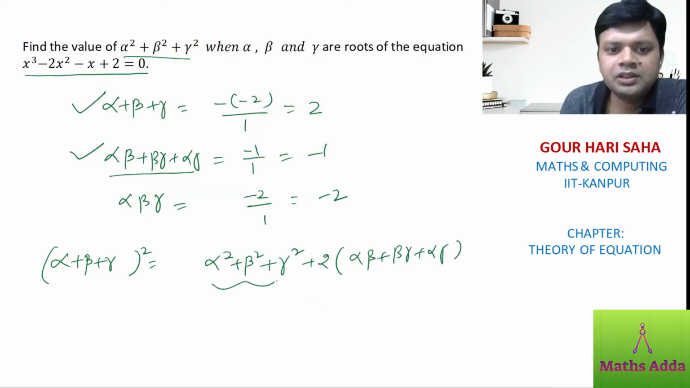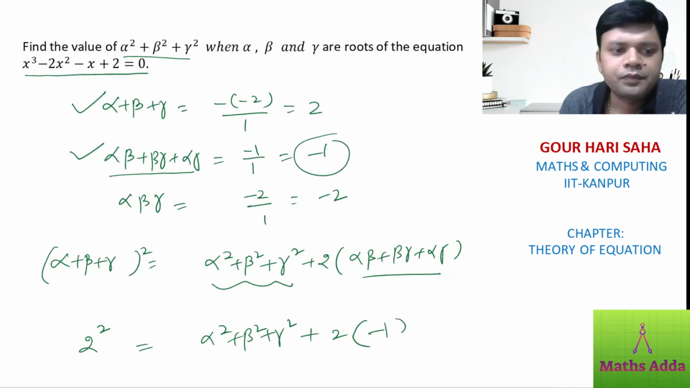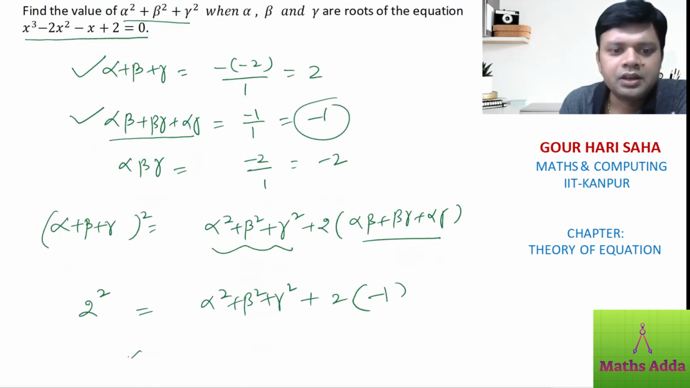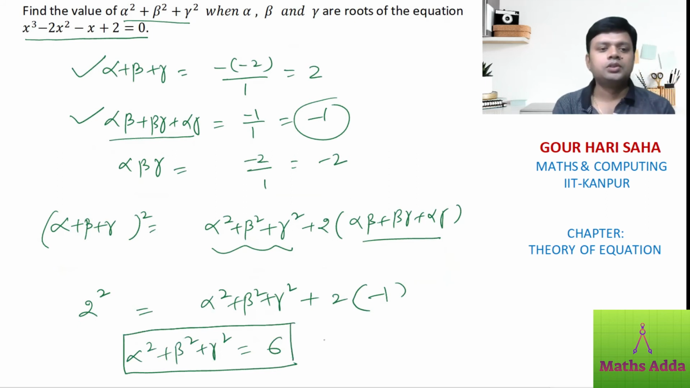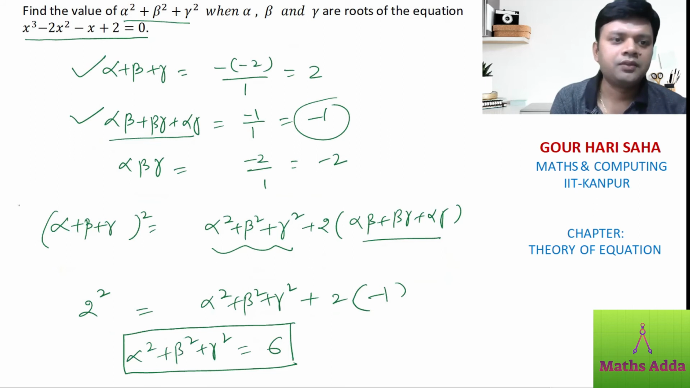Now we are looking for this part, but we know this one, alpha plus beta plus gamma is 2, so 2 square is equal to alpha square plus beta square plus gamma square plus 2, and what is this term, alpha beta plus beta gamma plus alpha gamma, this is equal to minus 1, so minus 1. If you simplify it, alpha square plus beta square plus gamma square is equal to 6. This is your answer. So I hope you got the conditions of alpha, beta and gamma.